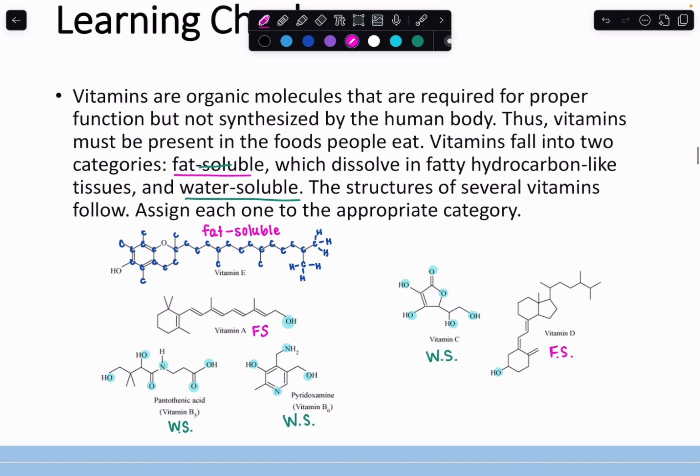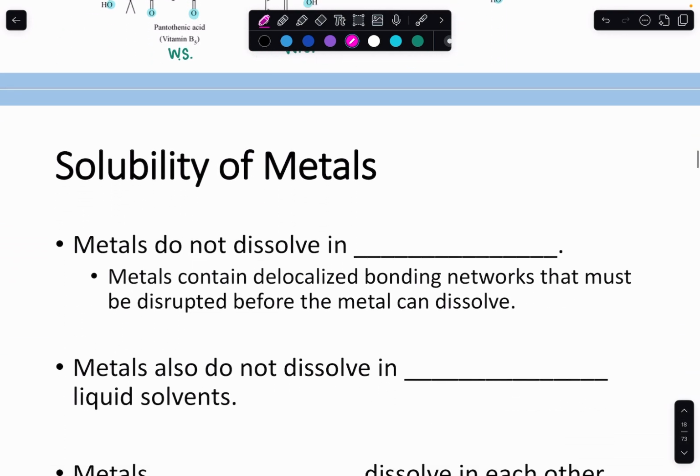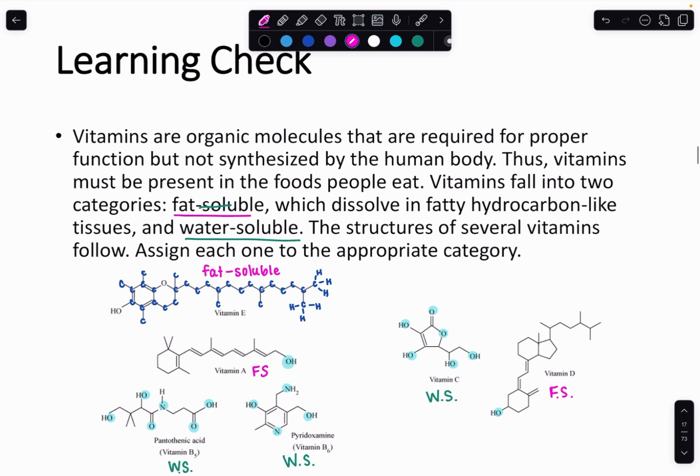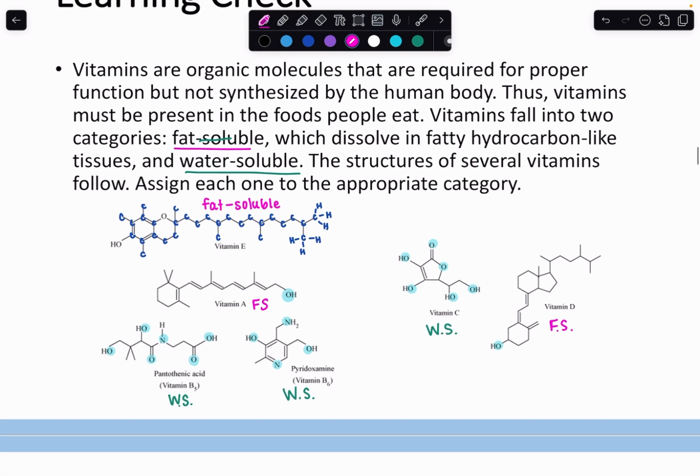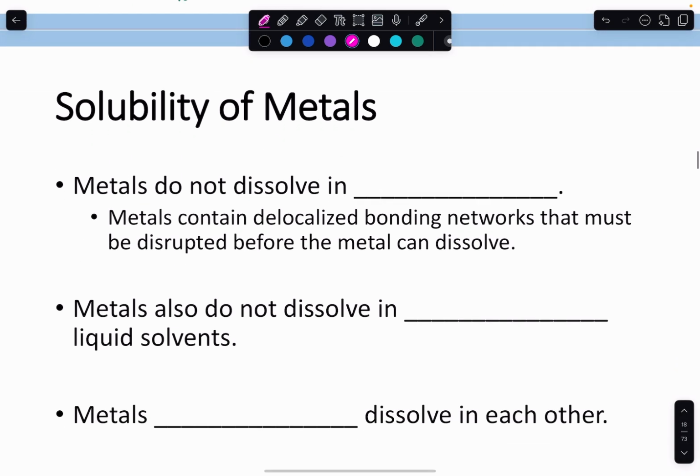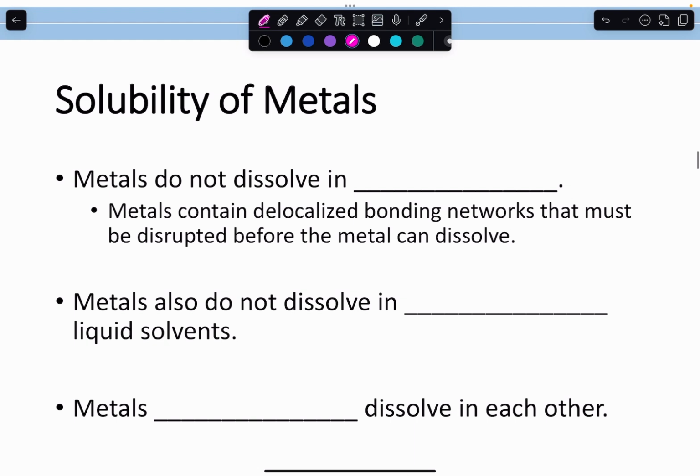Okay, so let's talk about the solubility of metals. Previously, these were molecular solids, right? Each of them is a molecule. Now we're describing the solubility of metals. Metals don't dissolve in water. This is good. If you've got a silver or gold ring on, you definitely don't want that dissolving when you wash your hands.